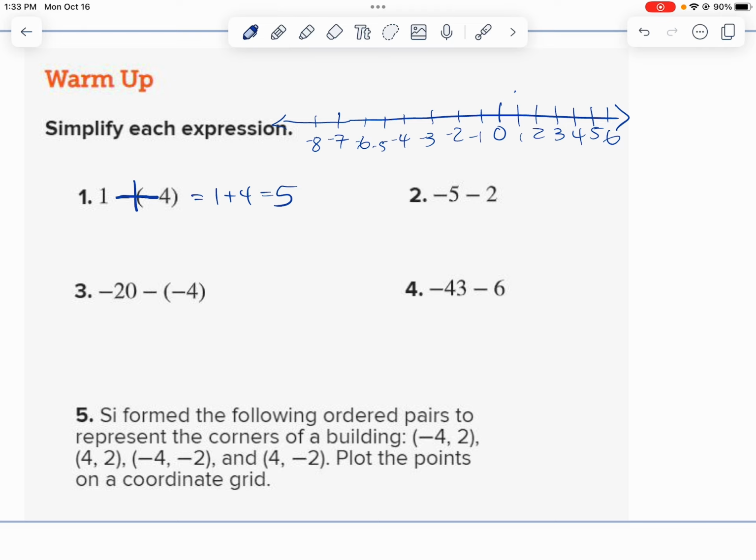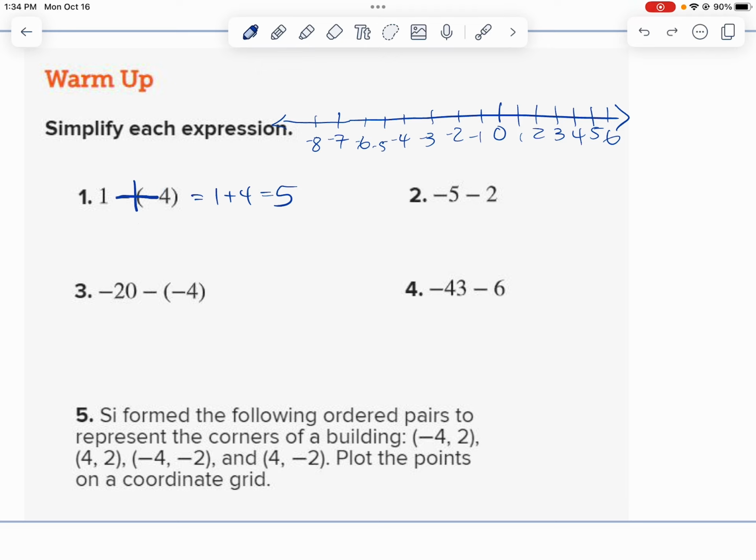So I started at 1. It says to go negative, but then it says go back the other way. And I was supposed to go back the other way 4 times. So these two canceled each other out. Those two negatives canceled each other out.